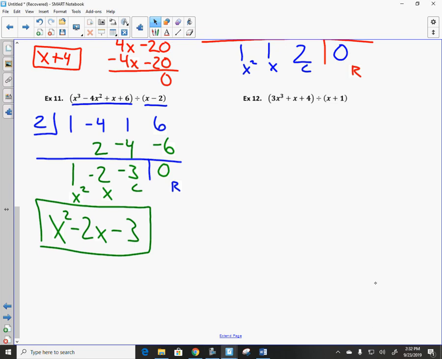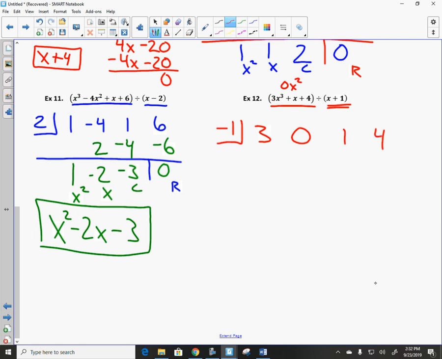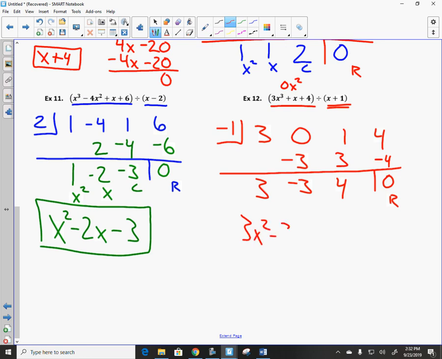All right, for anybody who's watching, I'm going to do this example right here. I put a -1 in the box because -1 is what gives me 0. I have 3, 0, because I have 0x squared for anybody who missed that, a 1 and a 4. My last half box is my remainder. 3, -3, -3, 3, 4, -4, and 0. So 3x squared minus 3x plus 4 is the result.